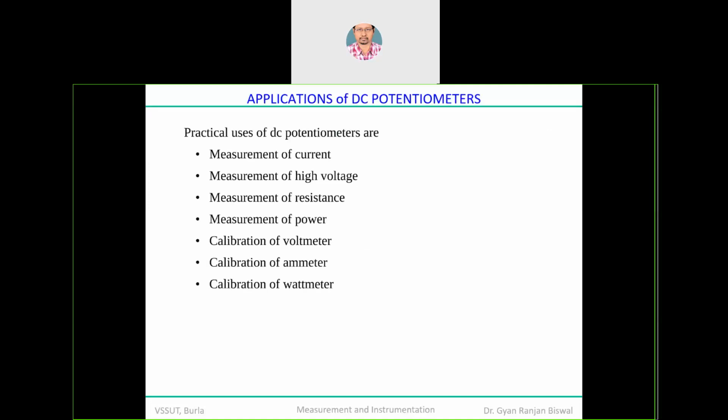Okay. Now, what are the applications of the DC potentiometers? Obviously, with the help of DC potentiometers, if you can measure the voltage, particularly the high voltage, we can measure the current as well. We can measure the resistance also. So if you can measure current and voltage, obviously you can measure the power also.